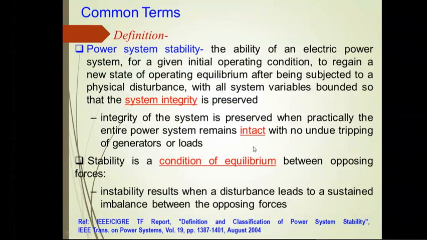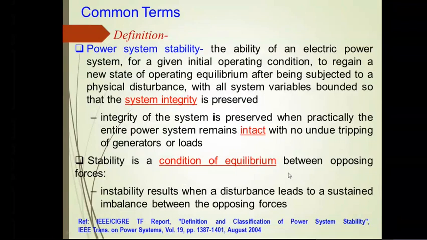Now, power system stability is another way we can define, in terms of defining the condition of equilibrium between forces. Here we see the condition of equilibrium between the electromagnetic torque on the generator side and the mechanical torque from the turbine side. So if the two torques, which are in opposition, attain a condition of equilibrium between them, then we say the stability is maintained here.